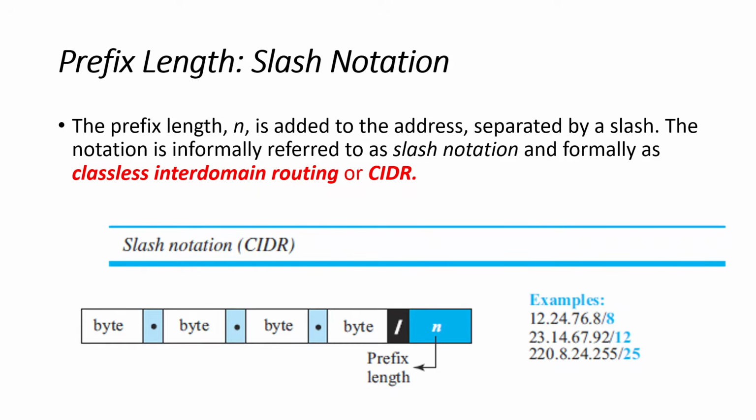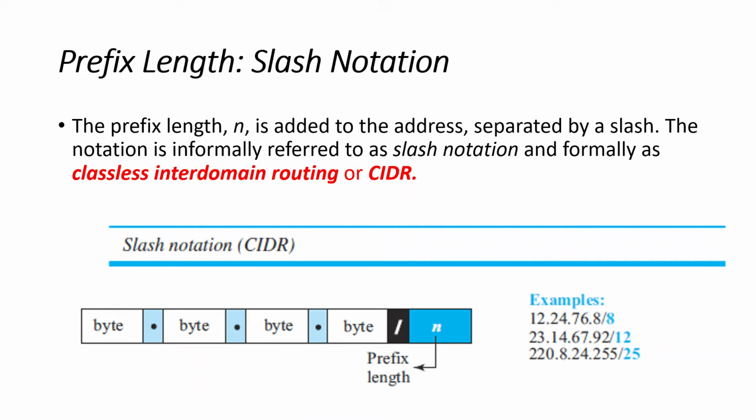Prefix length or slash notation. The prefix length, denoted by a small n, is added to the address separated by a slash. So in a given IP address, we include a prefix length with the help of slash notation. The notation is informally referred to as slash notation and formally as classless interdomain routing, that is CIDR.